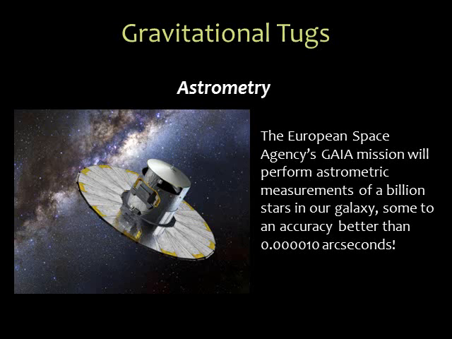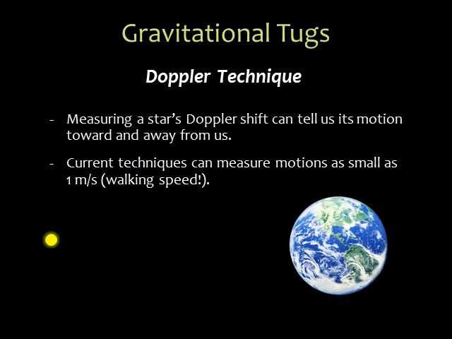The European Space Agency's Gaia mission has already launched and is in the testing and calibration phases. It will measure positions of a billion stars in our galaxy, some to an accuracy on the order of microarcseconds. The Doppler technique also looks for gravitational tugs of planets around stars.